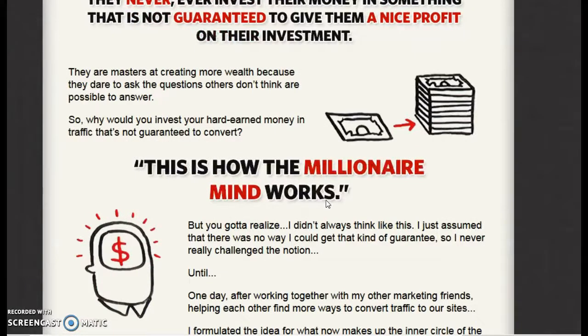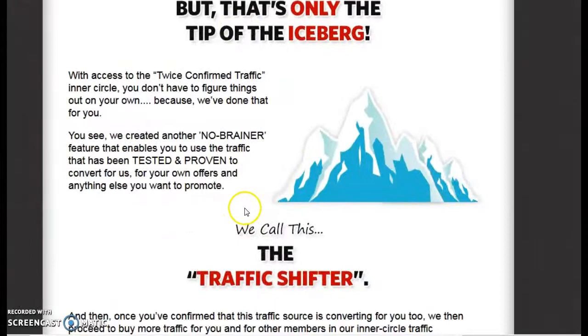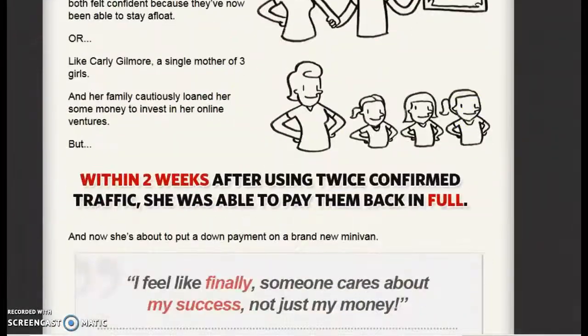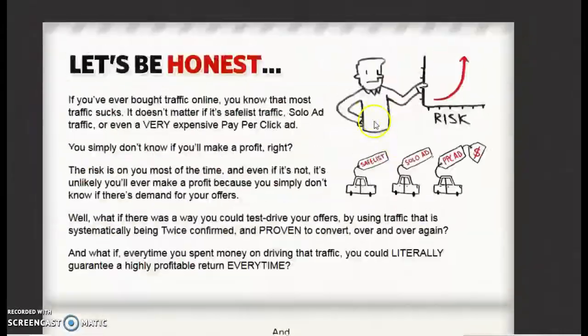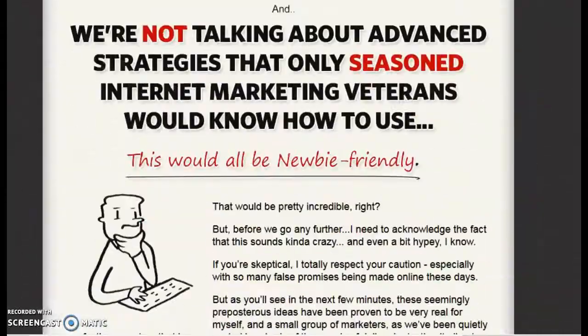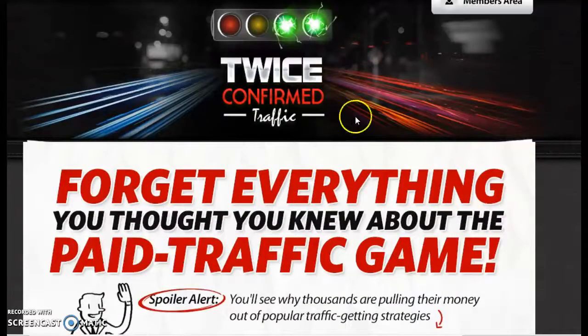If people on the platform are getting sales from that traffic as well, then it becomes twice confirmed. So what they do then is go back to the traffic source they got that traffic from and buy a whole lot more of it, because that traffic source is a good one for the entire group. You've probably read through all this already. This is the very same page we're both talking about. So that's Twice Confirmed Traffic.